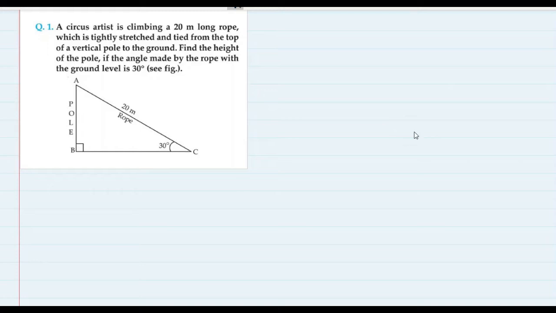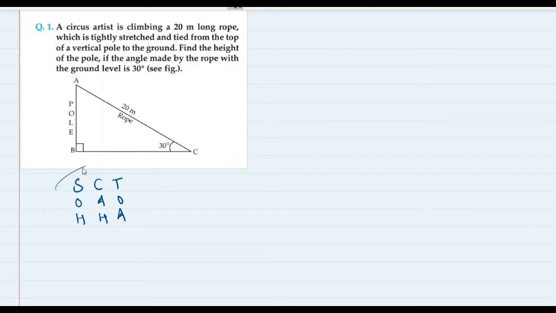One more thing you will need for solving these kinds of questions, based on applications of trigonometry, heights and distances, is SOHCAHTOA. I'm sure you all know what SOHCAHTOA is. S means sine, O means opposite, H means hypotenuse. So the ratio of sine is opposite upon hypotenuse. The ratio of cos is adjacent upon hypotenuse, and the ratio of tan is opposite upon adjacent.